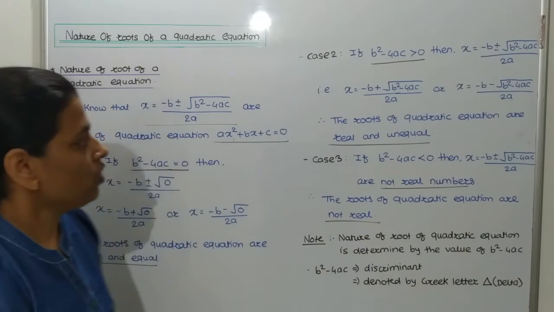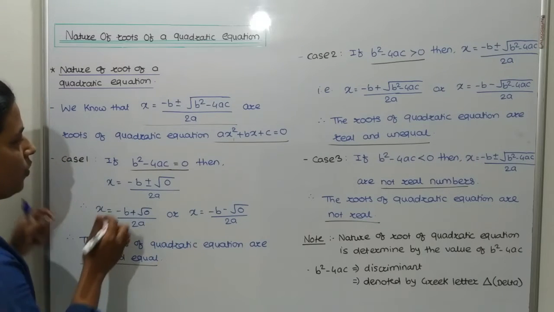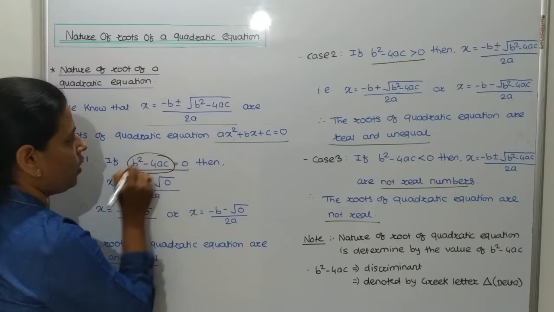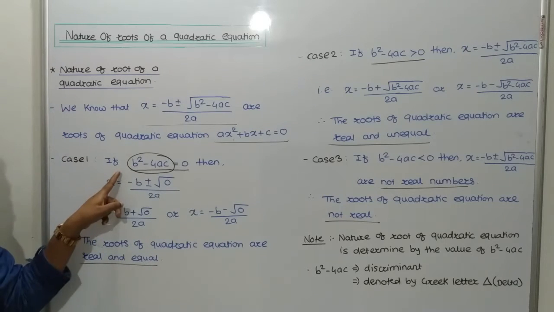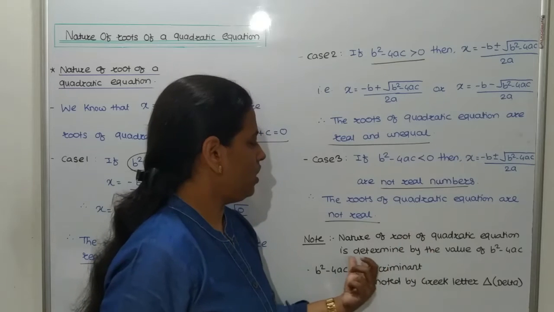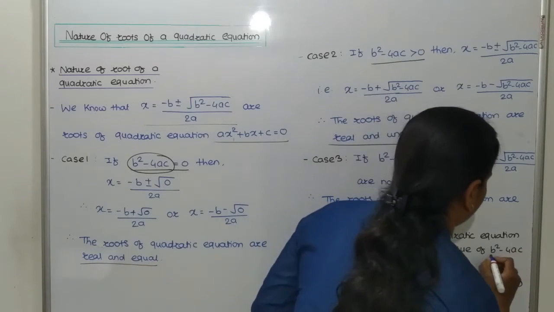Clear? So for finding the nature of the roots, which formula do we have to use? Basically it is b square minus 4ac. The nature of the roots of a quadratic equation is determined by the value of b square minus 4ac.